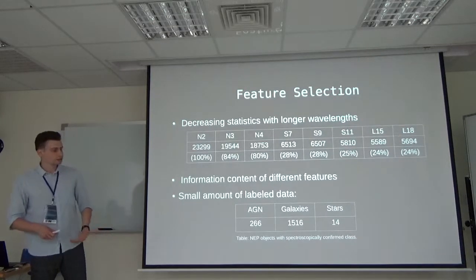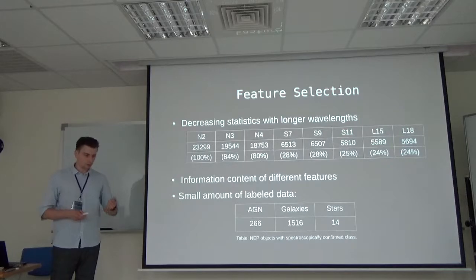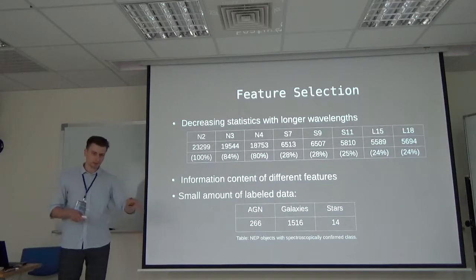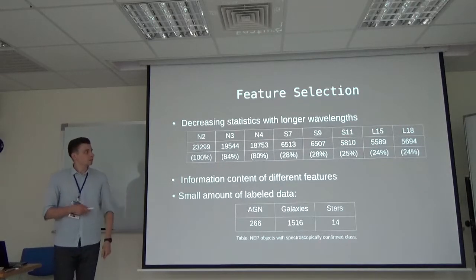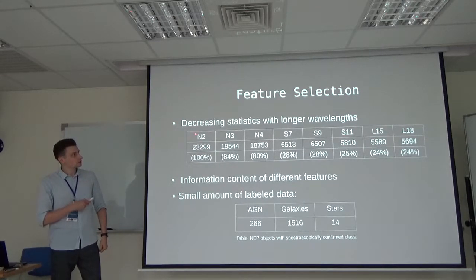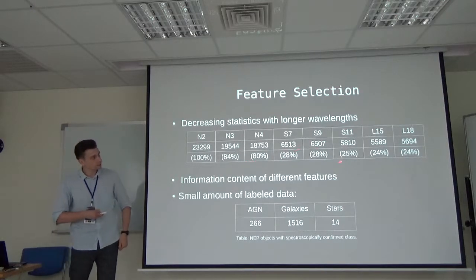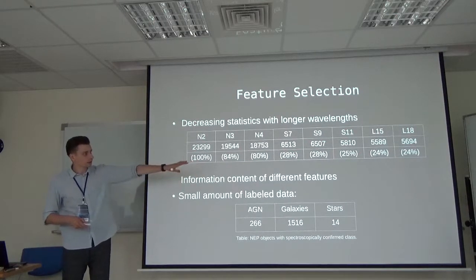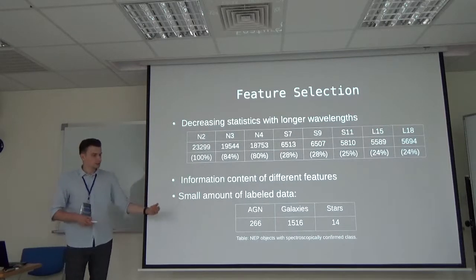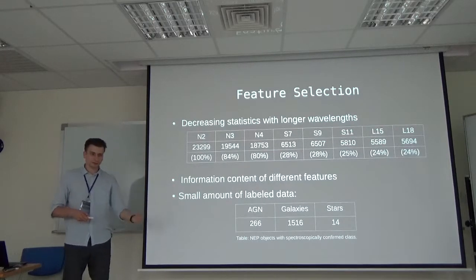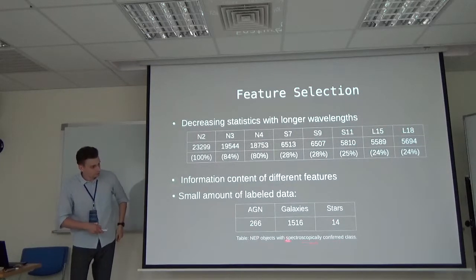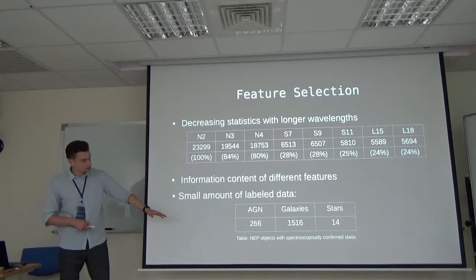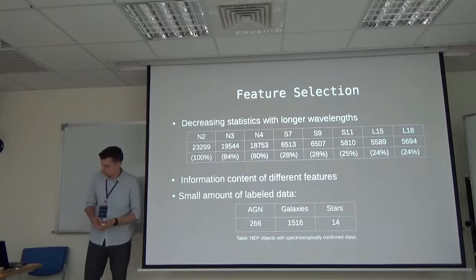So the first thing that you should do when you train your classifier is to think about what is the best representation of the data for your particular task. So in our case, we need to remember about several things. First of all, we have strongly decreasing statistics when we are going to the passbands that represent longer wavelengths. On the other hand, we also need to remember about the information content of particular passbands. And we also need to remember about the very small amount of data, and this data is also not equal for particular classes.